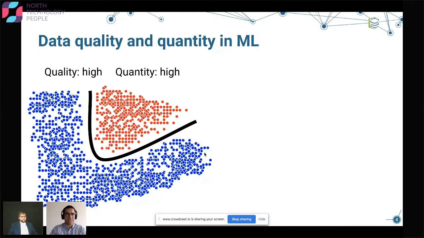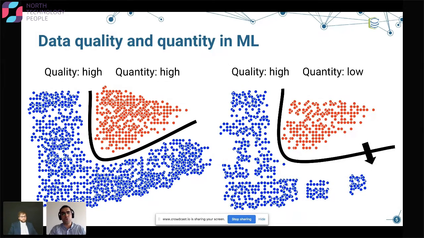But this is not what happens in reality. There are two other scenarios. One of them is high quality, but lower quantity. It doesn't mean that this data set is very small, but the quantity could be lower, resulting in lower coverage of space. When we have lower coverage of space, specifically in this region, it can result in the movement of the decision boundary. Therefore, our classification may not be as generalizable as we want.